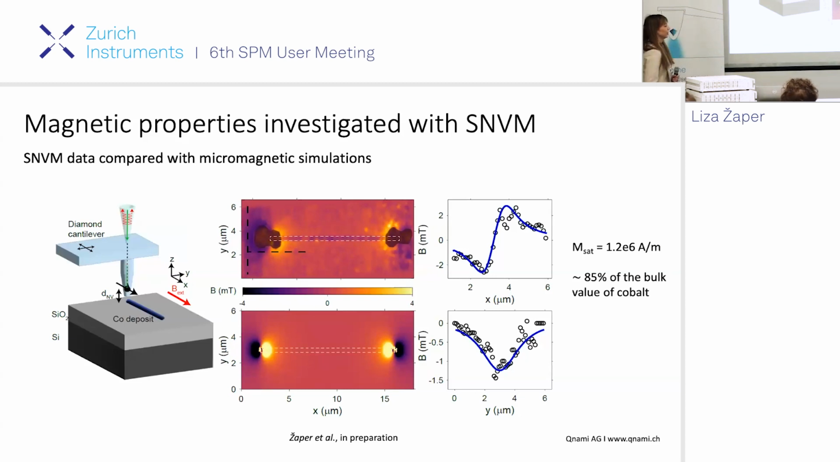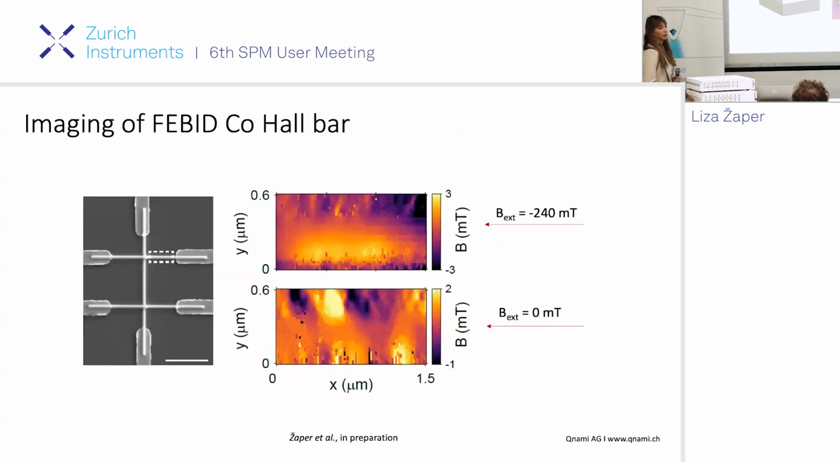Further, we also investigated magnetic properties using scanning NV magnetometry. In this case, we deposited a single wire of cobalt and we simulated the magnetic field of this wire using a magnetization saturation of 1.2 × 10^6 ampere per meter, for which we have a good matching of the simulation and the scans. This corresponds to 85% of the bulk value of cobalt. This value has also been found by EDS and TEM measurements that we performed in our lab.